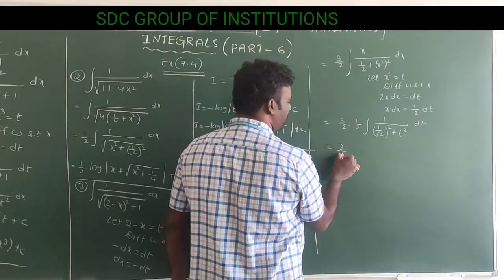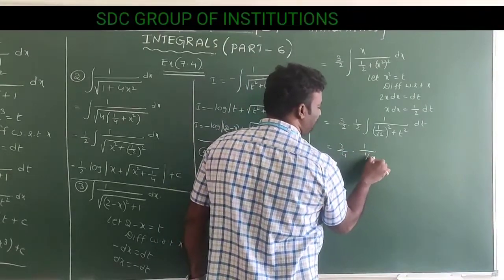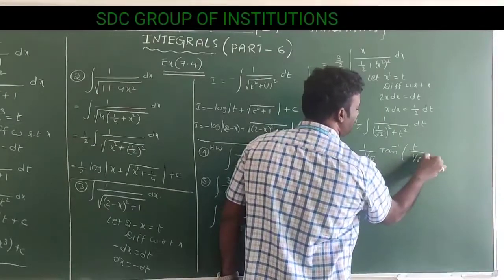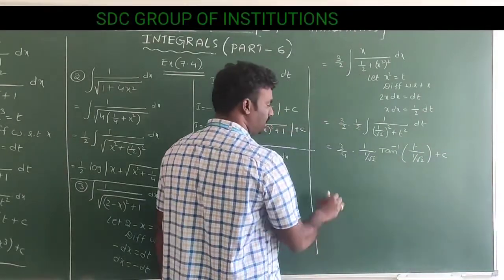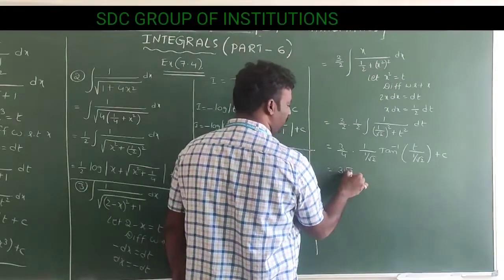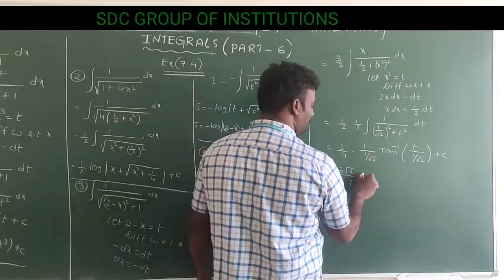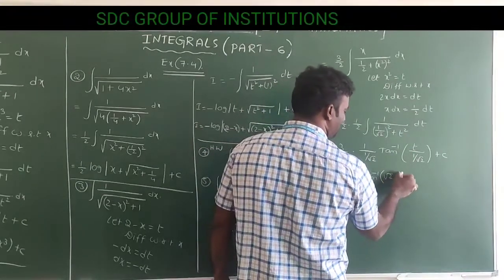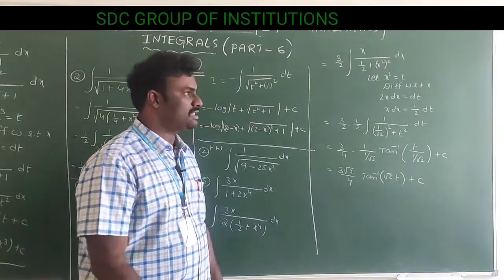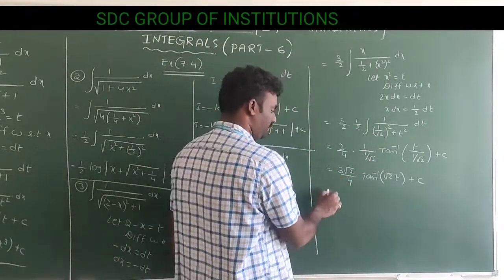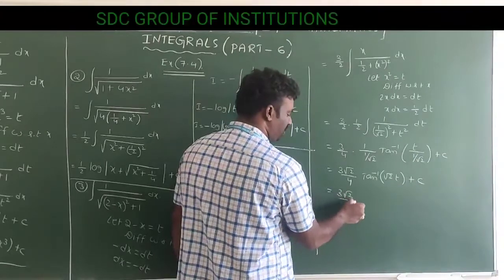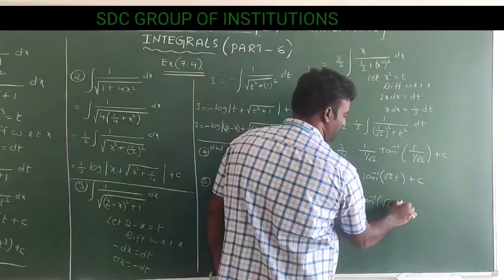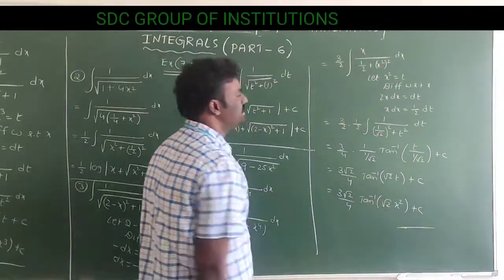Now it is in the form of integration of 1 by x square plus a square, that equals 3 by 4 into 1 by a tan inverse of x by a plus c. That is nothing but 3 root 2 by 4 tan inverse of, here root 2 will go to the numerator, root 2 into t plus c. Finally in place of t we can substitute x square. Now 3 root 2 by 4 tan inverse of root 2 into x square plus c is the answer.